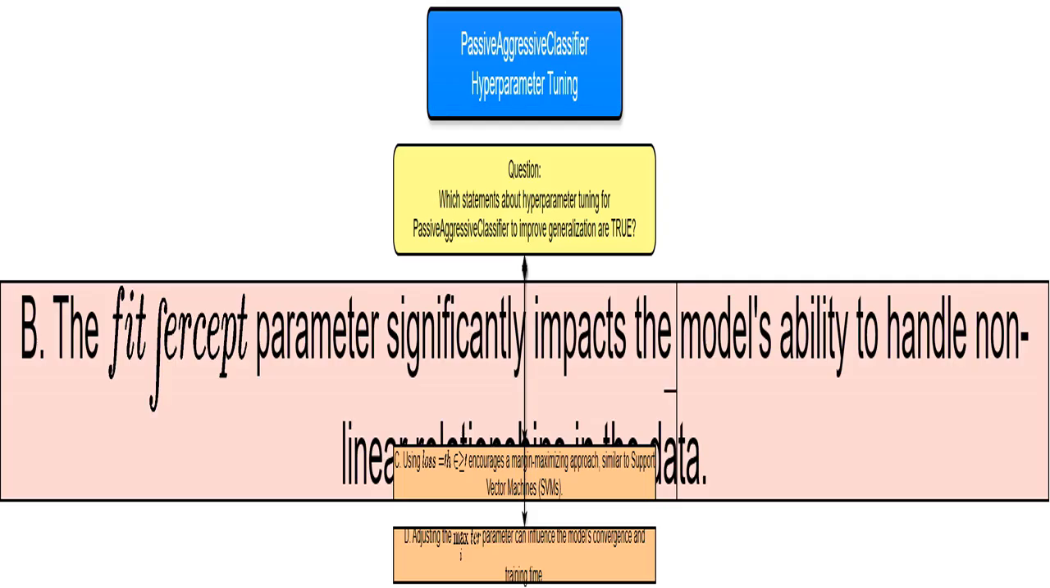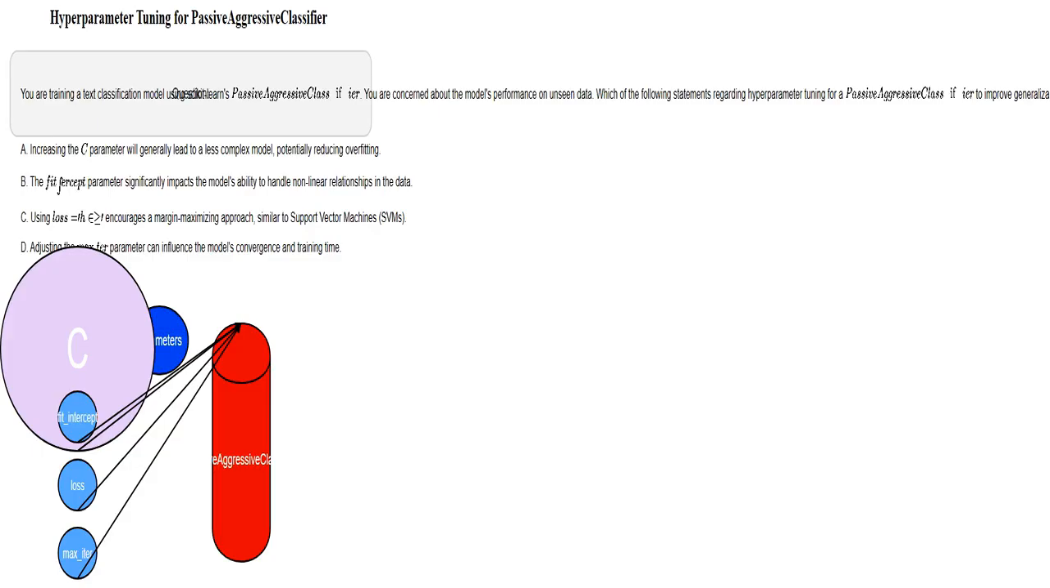The C parameter controls the model's complexity. Increasing C actually increases complexity, potentially causing overfitting, where the model performs great on the training data but poorly on new data. C is a regularization parameter. A smaller C means stronger regularization, leading to a simpler model which might generalize better. A larger C allows for more complex models, but could lead to overfitting.